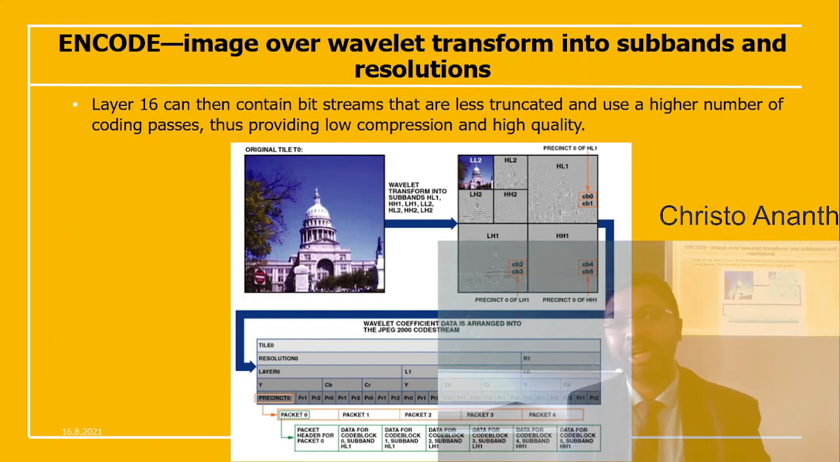Here we'll have the encoded image over the wavelet transform into the subbands and resolution. Like we'll have several layers. Layer 16 can contain the bit streams which are lesser truncated, and uses a higher number of coding passes, which will provide lower compression without degrading the quality.